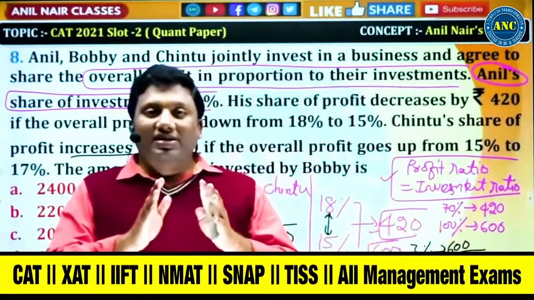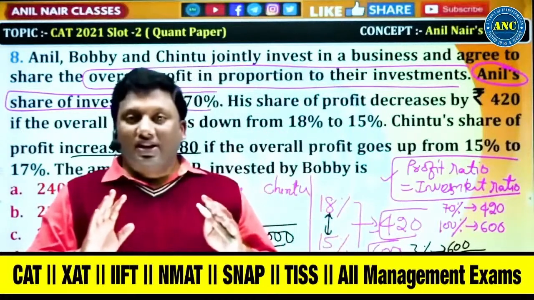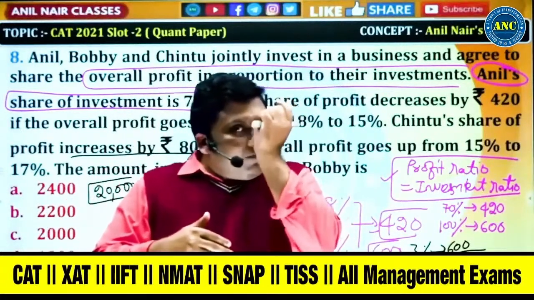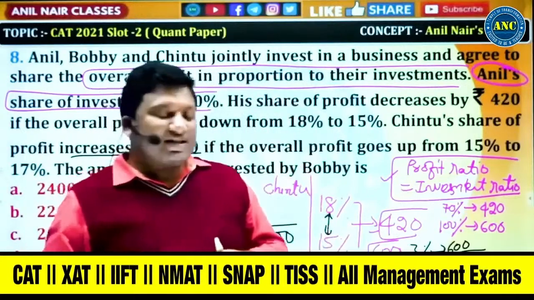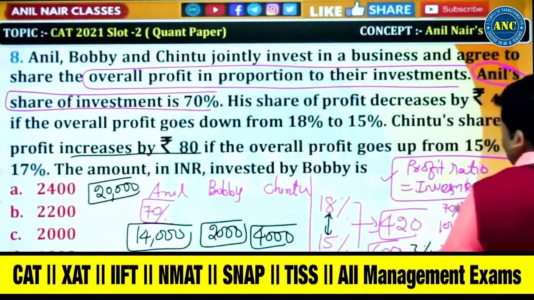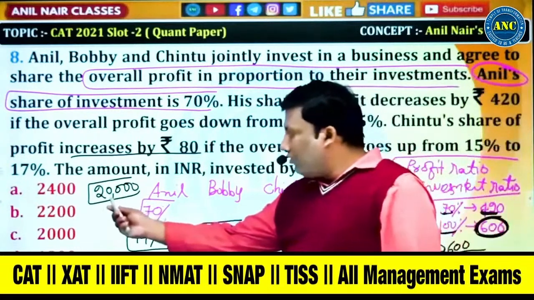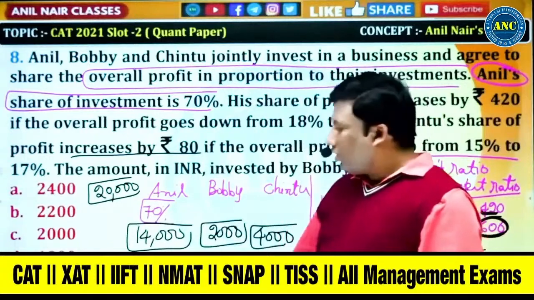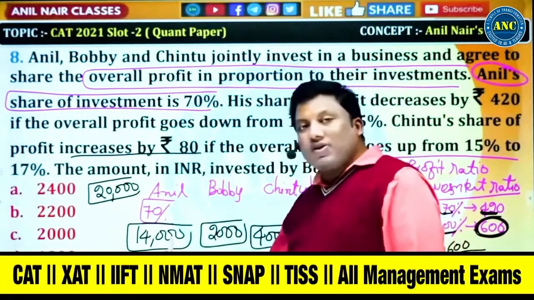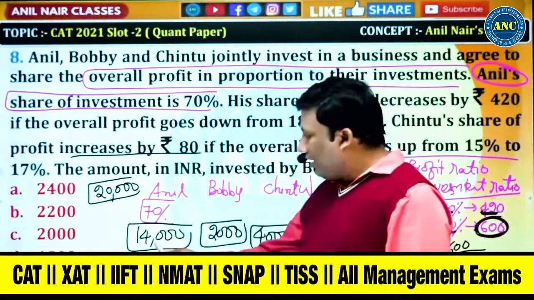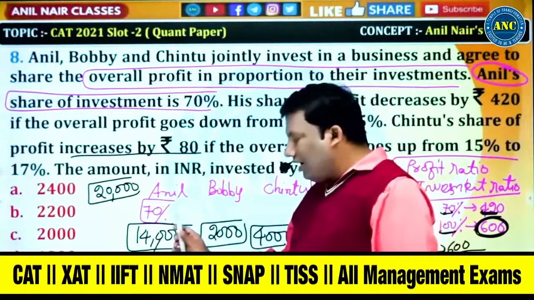But the condition is, Anil is not investing 100%. His profit goes down by 420 only if he is investing 70%. So the total profit change will be 600. 3% down is 600, so 100% will be 20,000. Total investment is 20,000. Are you all with me? He invested 70% of 20,000, which is 14,000. So Anil invested 14,000.